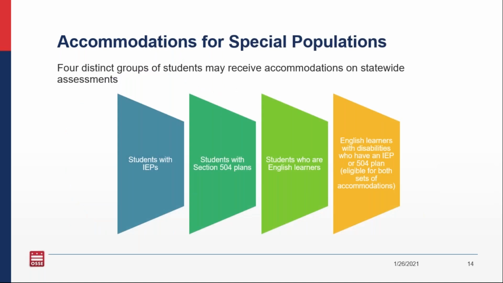So when identifying accommodations, there are four distinct groups of students that may receive accommodations on statewide assessments. First, of course, we have our students with IEPs. We have our students with 504 plans. We have our English learners, and then we also have our English learners with disabilities who have an IEP or 504 plan, eligible for both sets of accommodations.